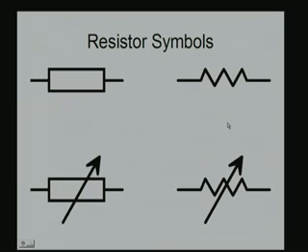The resistors are shown by various symbols in the textbook. You have a rectangular box with 2 leads, or a zigzag set of lines connected to the 2 leads. This is one form of representation. You also have a rectangular box with an arrow in between to represent a variable resistor, and in this form, a zigzag with an arrow as a variable resistor. These are the various symbols of resistors.